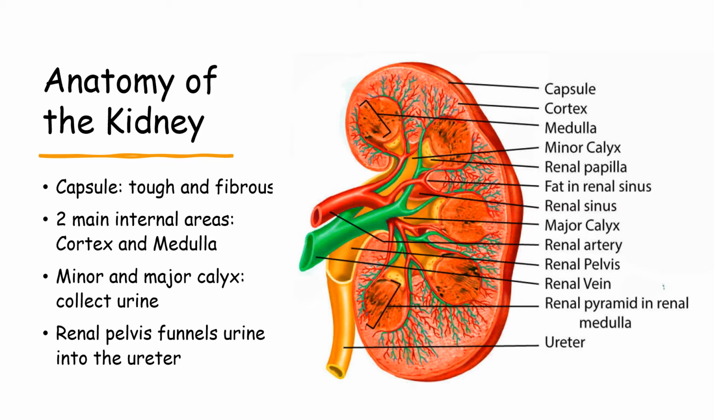Now, one specific area we should pay attention to are the minor and major calyx, and this is where urine collects after the blood has been filtered. Also, as you can see on this diagram, we have the renal pelvis, and that funnels urine down into the ureter to be excreted from the body.